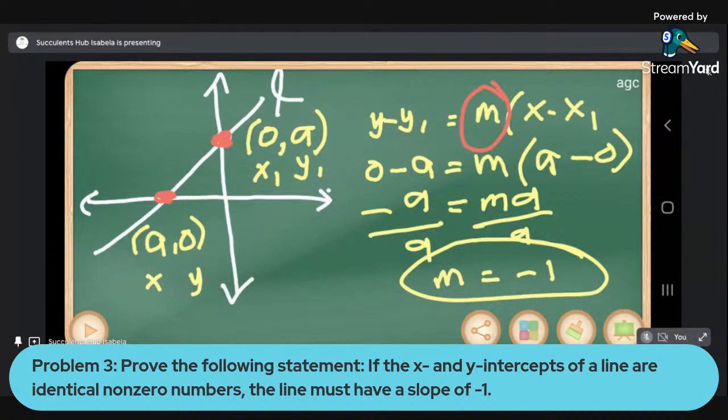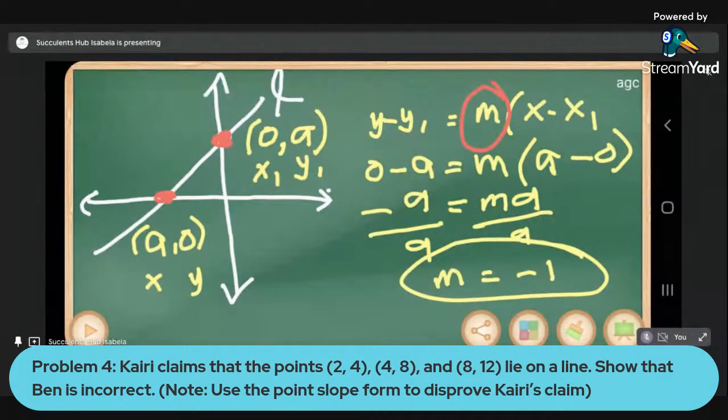Now, I'd like you guys to try this. Another maybe challenging question. So, we have problem number 4 here. Kyrie claims that the points 2, 4, 4, 8, and 8, 12 lie on a line. Show that Kyrie is incorrect. Sabi ni Kyrie, yung points daw na 2, 4, 4, 8, and 8, 12, they lie on a line. Okay, you show that he is incorrect.